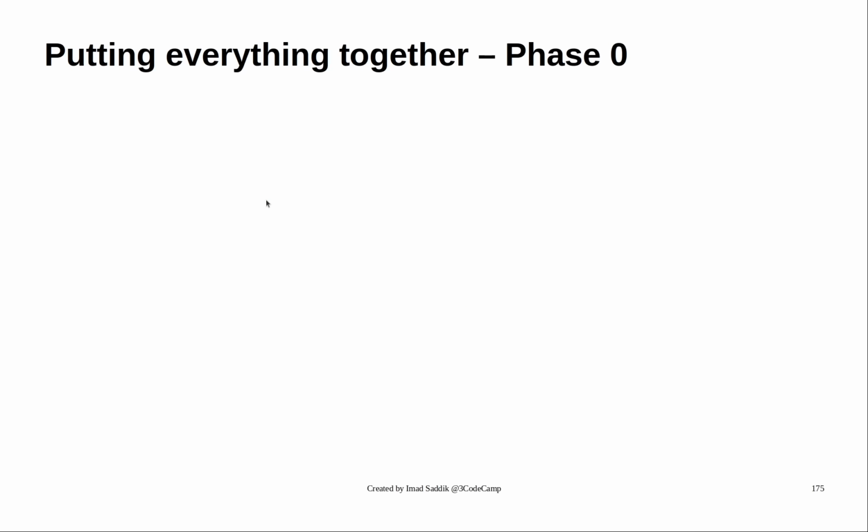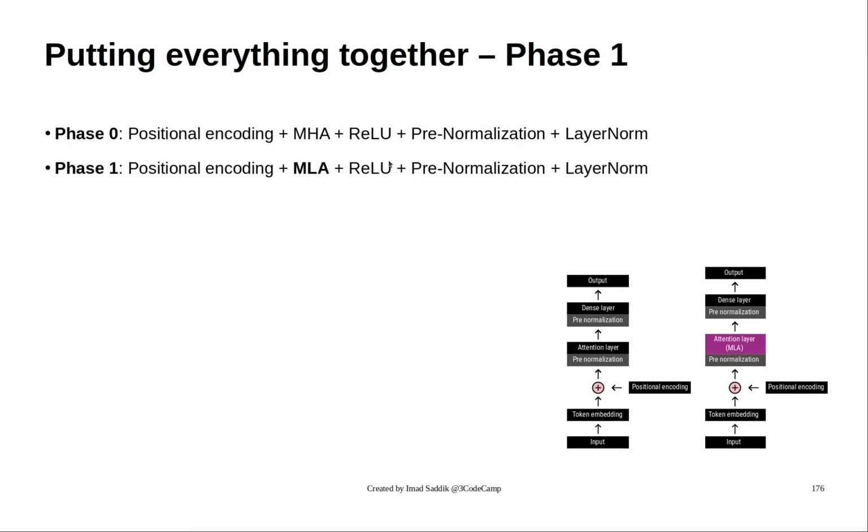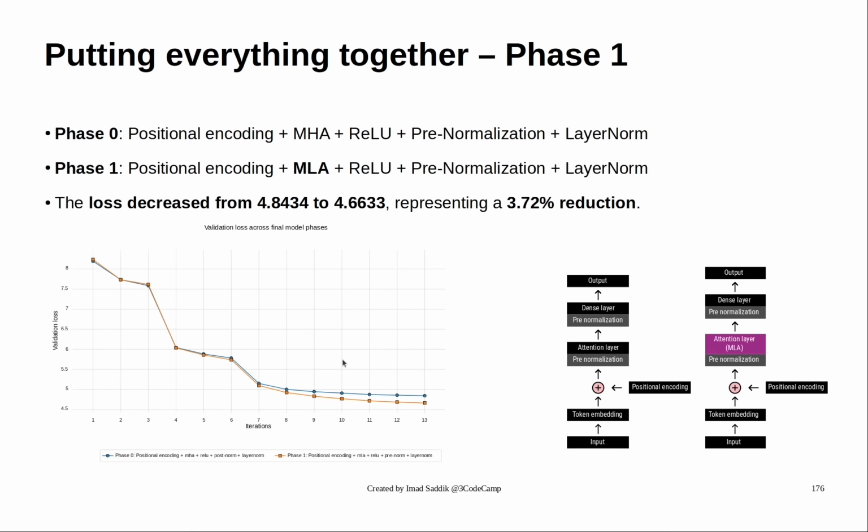Let's begin with step 0. This is just the basic 2017 transformer architecture. It uses learnable positional encoding, multi-head attention, ReLU as the activation function, pre-normalization, layer norm, and dropout. In step 1, we change multi-head attention with multi-head latent attention. Here are the loss graphs for both steps.